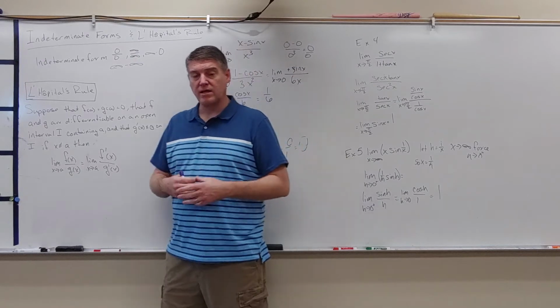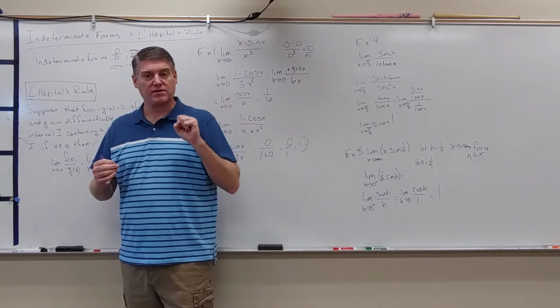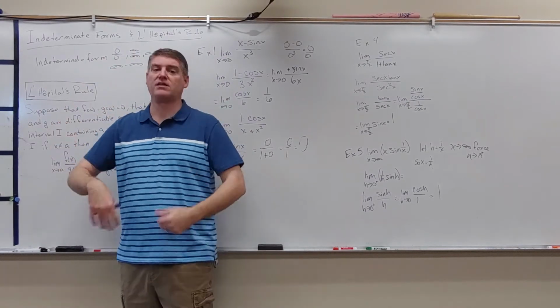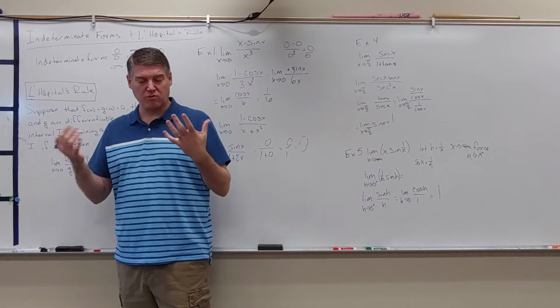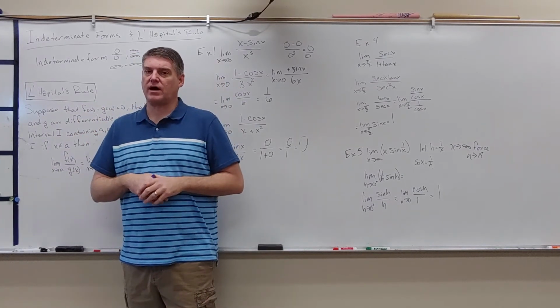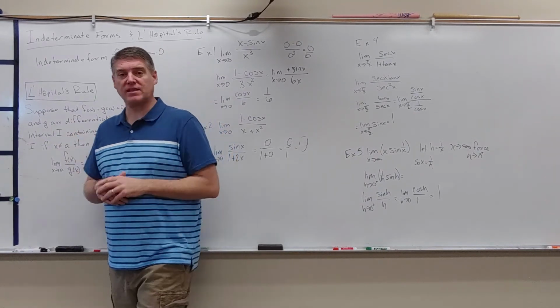But L'Hopital's rule is nice because it allows us to just take the derivative of the top and the derivative of the bottom. If I still have 0 over 0, take the derivative again, and continue to do that. At some point, you'll either see it's just bouncing back and forth and I'm not going to end up being able to simplify this at all. All right, so that's L'Hopital's rule.